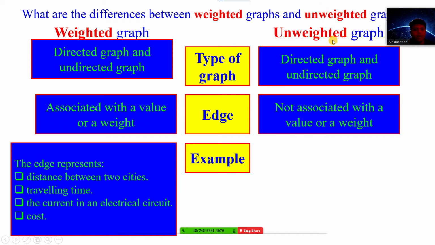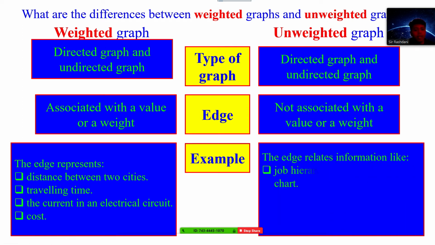And then an unweight graph consists of directed and undirected graphs. An unweight graph does not have a value, which means it is not associated with a value or weight. So the related information for an unweight graph is the job hierarchy in an organization chart, flow map, or family map. Like organizations in a school, we have a principal, so the flow chart or flow graph is what we call an unweight graph because the edges do not have a meaning or a value.